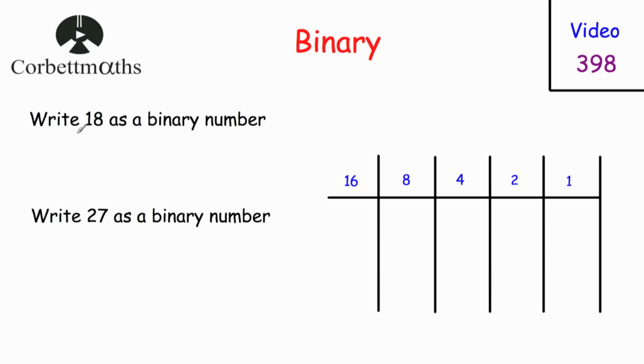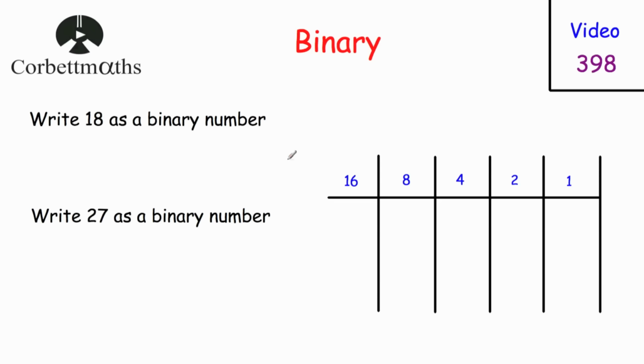Okay, now let's have a look at how we would write decimal numbers as binary numbers. So I start off with 1 and I multiply by 2 to get 2, 4, 8 and 16. And we want to write the number 18 as a binary number. So I've gone up to 16 because I don't need to go to 32 because we're writing 18 as a binary number. We don't need to go up as high as 32.